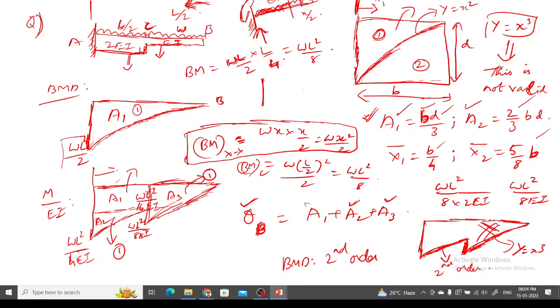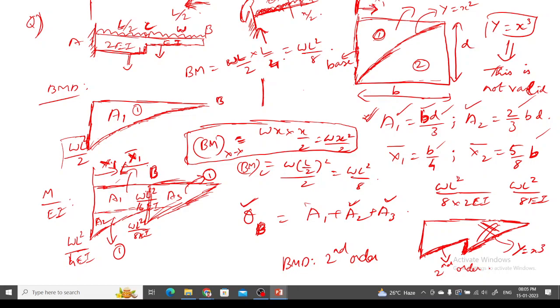And x1 is always calculated from here, but the origin point you are choosing is from here only, right? So this length is actually x1 bar. This you should also note down. Yes, it is from the left hand side. Maybe you can name this as the base. From this I am taking.